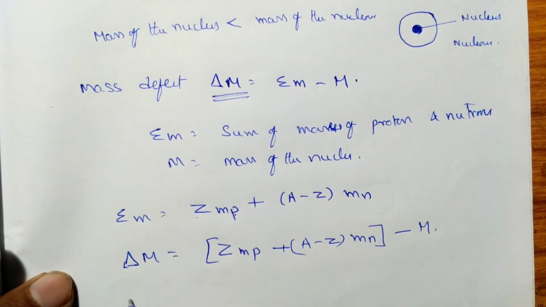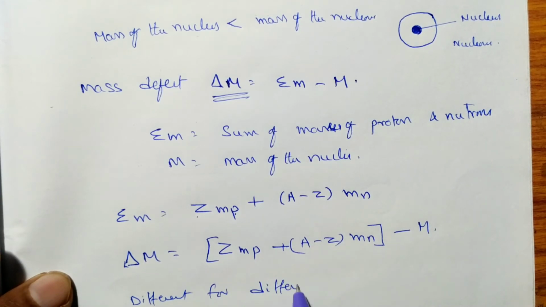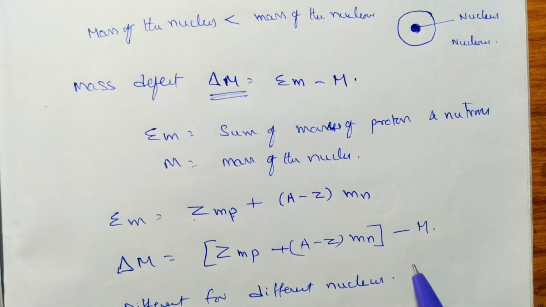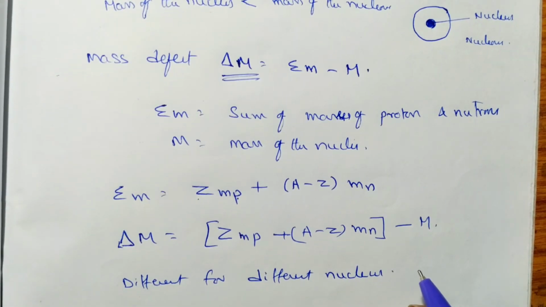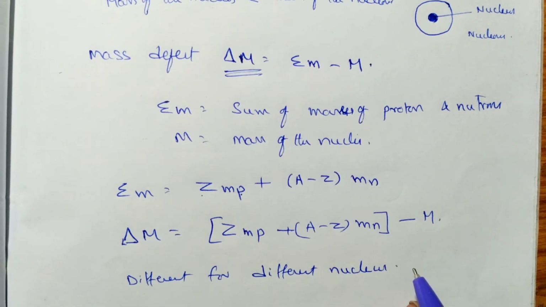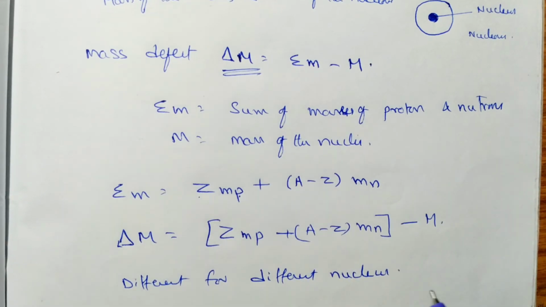This mass defect is different for different nuclei. Different nucleus means it is different for different elements. The higher mass defect nuclei has a more stable nucleus. That element is more stable.